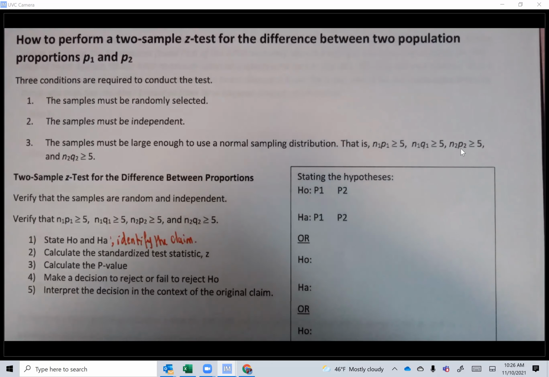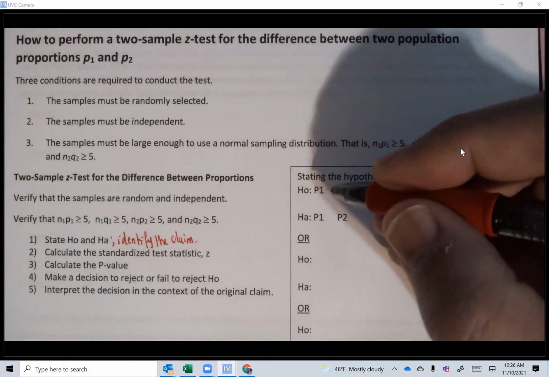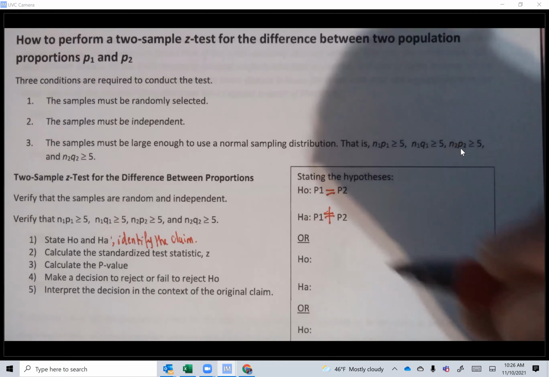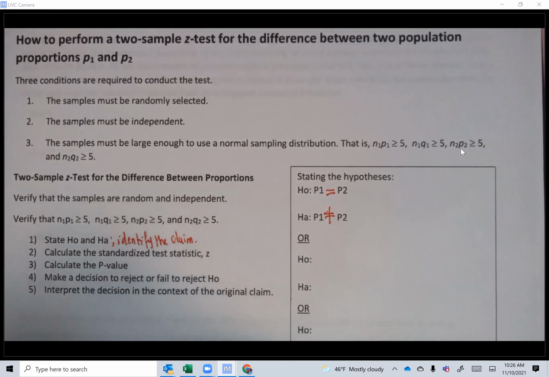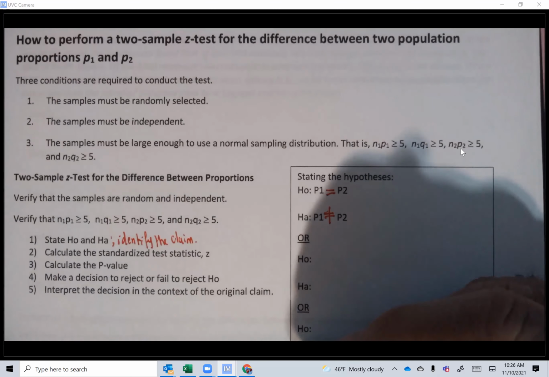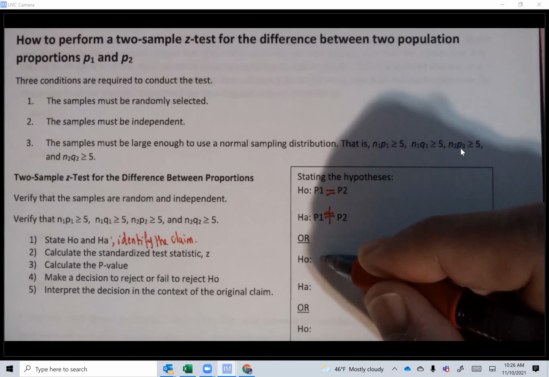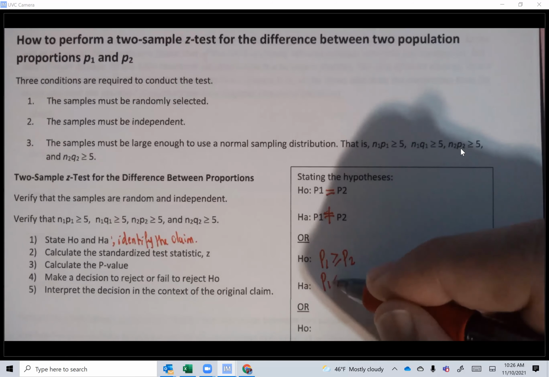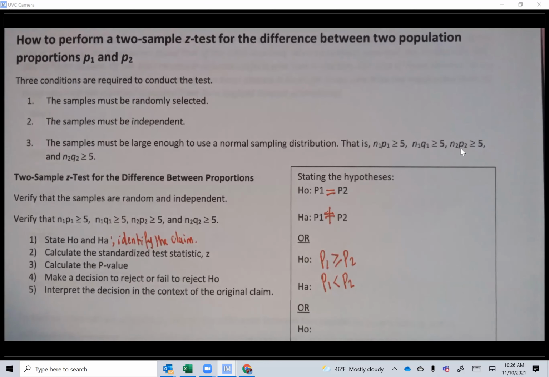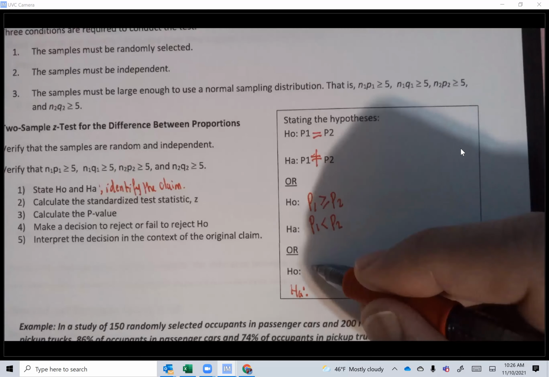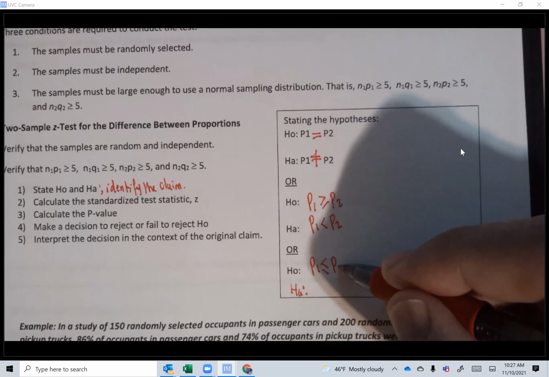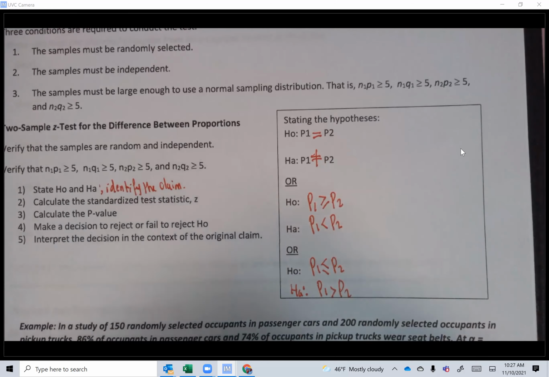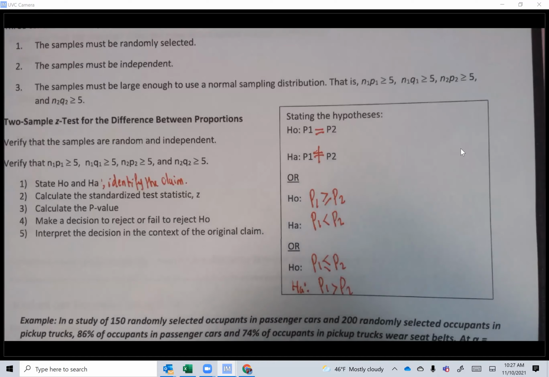Together, probably now we can fill out this for the proportion. So first choice, equal. Just like the mean, guys. You just choose one of three. You don't have to reinvent anything. P1 greater than or equal to P2. P1 is less than P2. And here, P1 is less than or equal to P2. Same thing with the mean, guys. Just change the mu1 and mu2 to P1 and P2. All right.